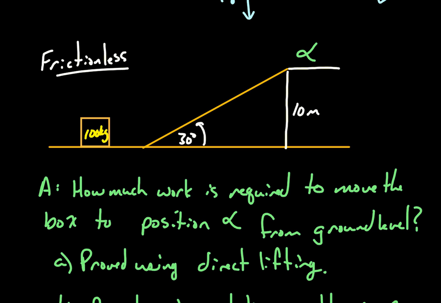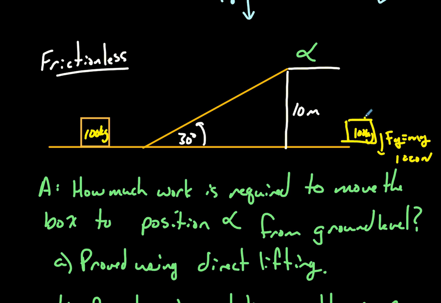We'll first look at the direct lift. Okay, how much work is required for the direct lift? So if my box weighs 100 kgs, the first thing I need to do is calculate what its weight is. So Fg equals mg. I'm just going to use 10 for g, just because it makes it easier. So what that does is it gives us a weight of roughly 1,000 newtons, right? 100 times 10 is 1,000.